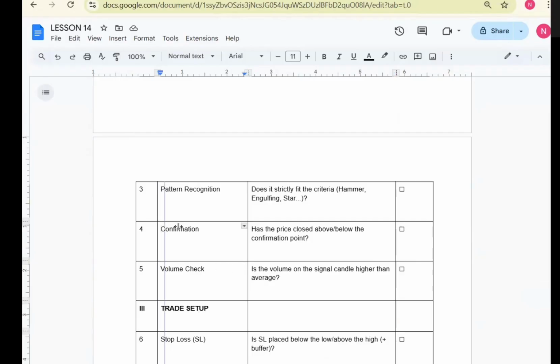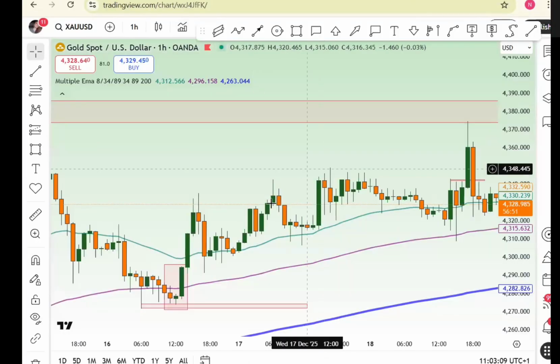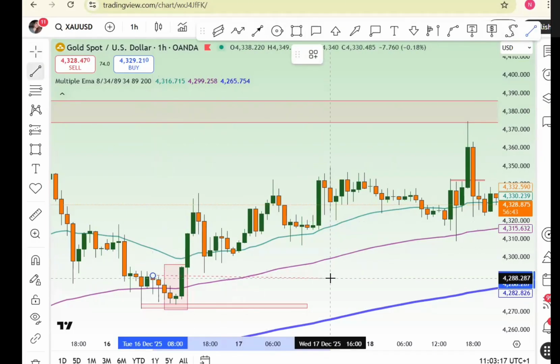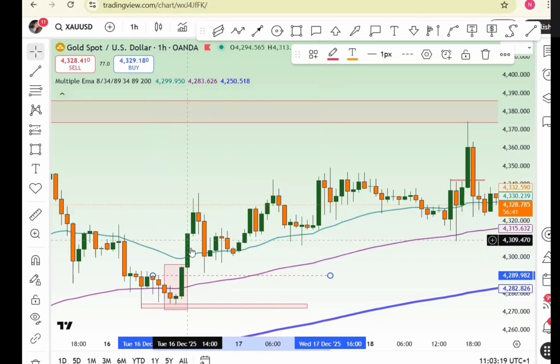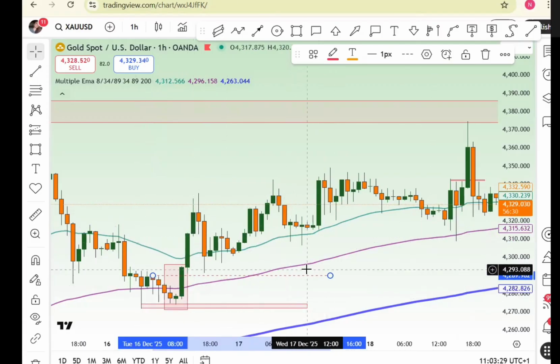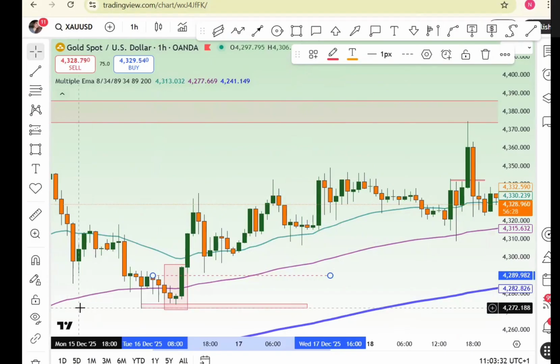And the next one is confirmation. Of course, confirmation. That's the price closing above or below the confirmation point. The confirmation point can be a breakout level or breakdown level, or it can also be a bullish engulfing or powerful candlestick pattern or not. Okay, the confirmation point is usually a breakout or breakdown area, a price level.